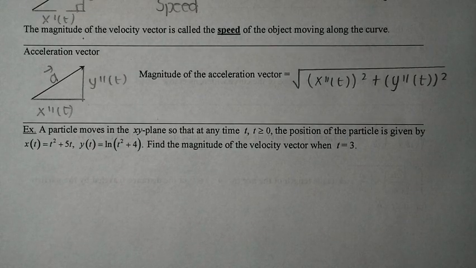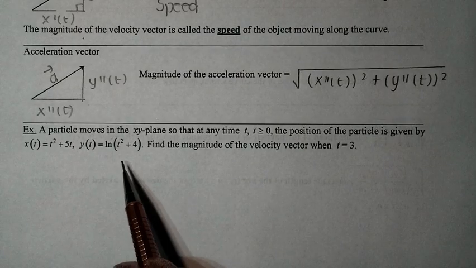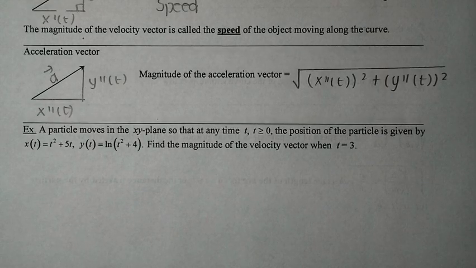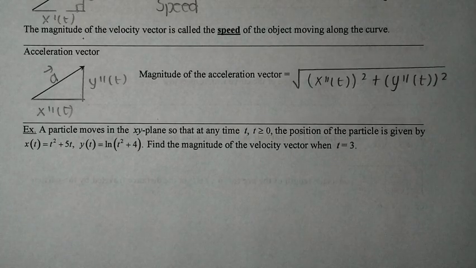Here in the example you have a particle that moves in the xy plane, so that at any time t greater than or equal to 0, the position of the particle is given by the x component, t squared plus 5t, and the y component, natural log of t squared plus 4. They are asking you to find the magnitude of the velocity vector when t is equal to 3. First of all, that is the position vector, so you want the velocity vector.